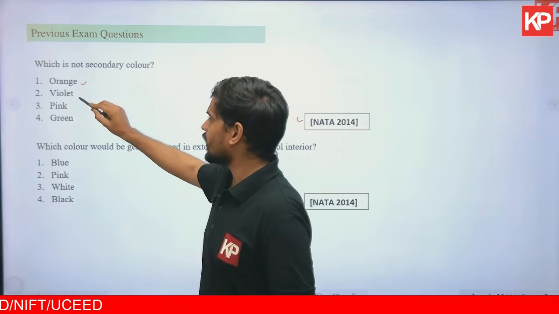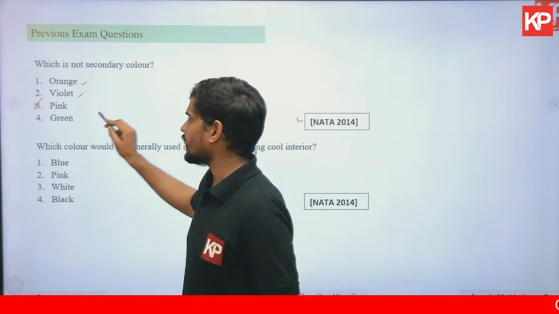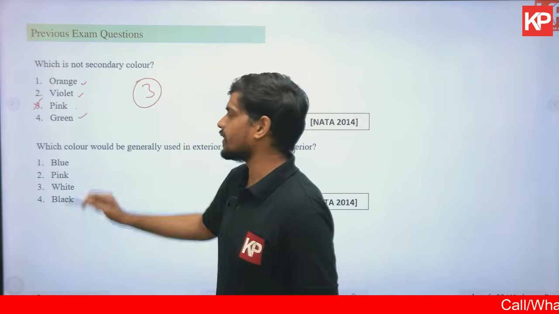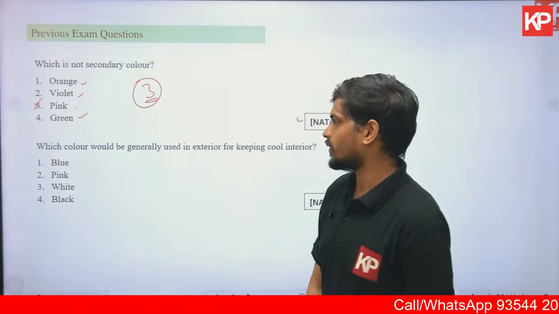Orange, it is a secondary color. Violet, it is a secondary color. Pink is not a secondary color, right? So option 3 is the answer. Green is a secondary color again. So you should know what are the 3 secondary colors. So third option is the answer for this question.